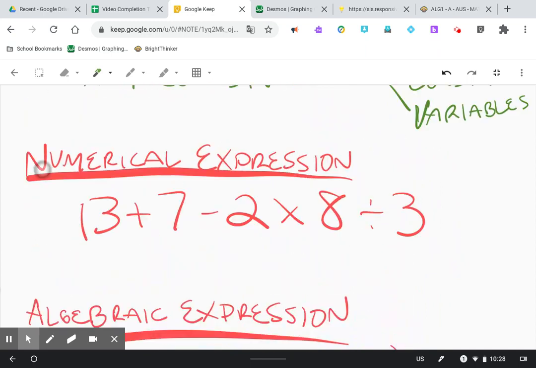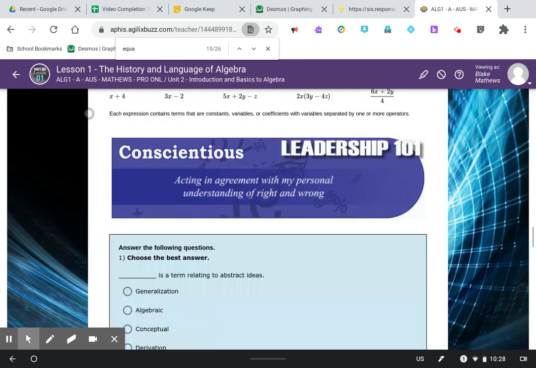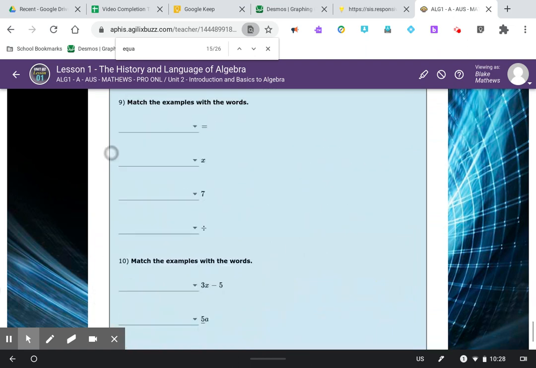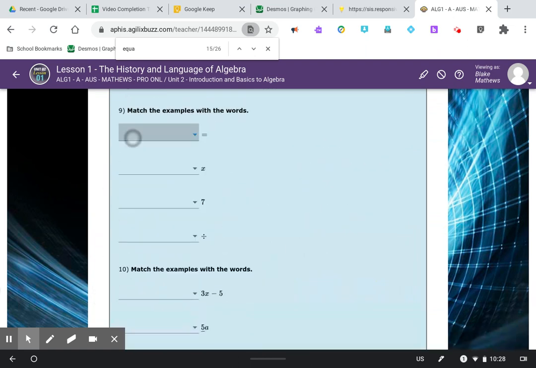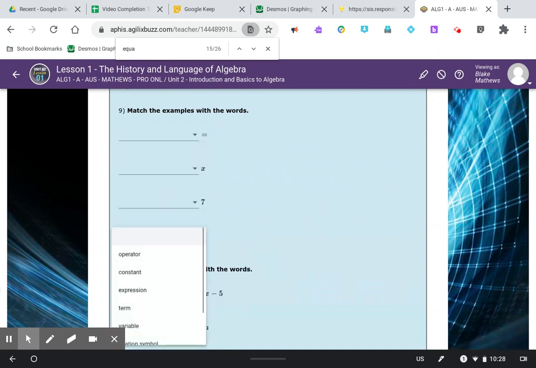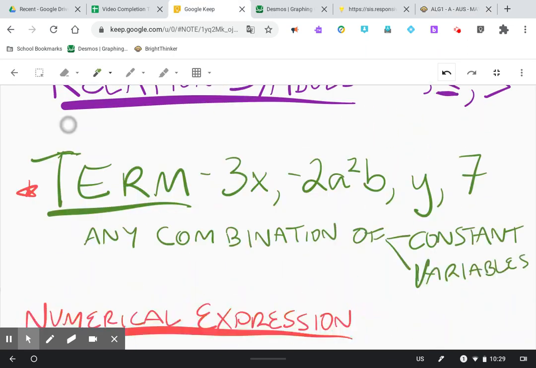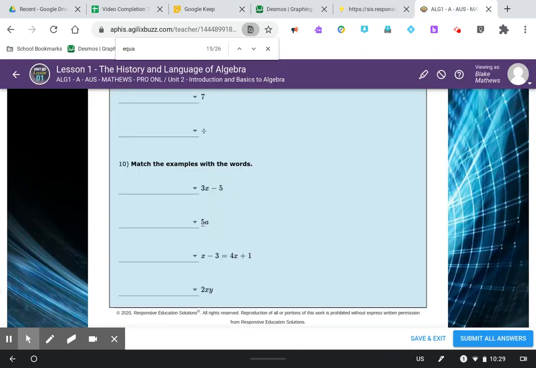So those are the main terms and examples of each. What you're going to be doing is answering some vocabulary questions, and then at the bottom, matching these examples with words. In other words, what is this? Equals. Is it an operator, a constant, an expression, a term, a variable, a relation symbol? What is it? Okay. Division. Is it an operator? So do all that. Same thing down here. What are these examples of? You need to use the notes and the examples I've given you to decide what kind of expression or equation it is, or is it a term? What is it in number 10? And that's the end of lesson 1.